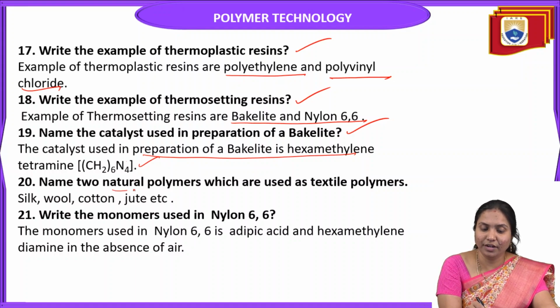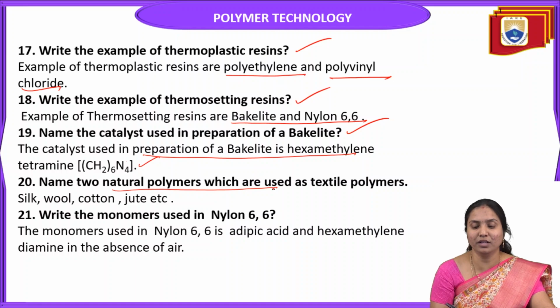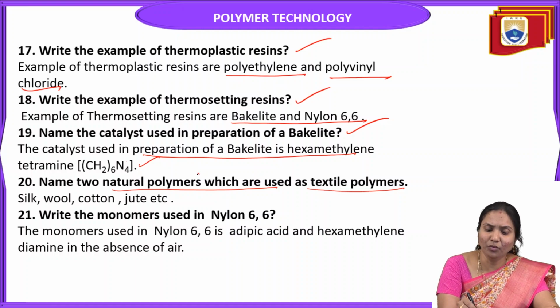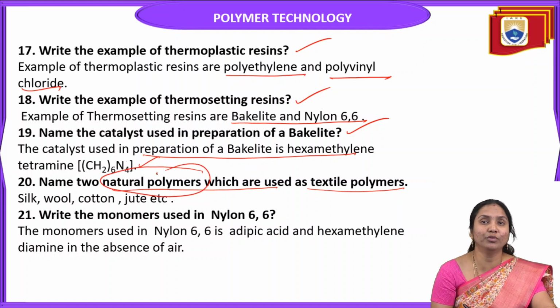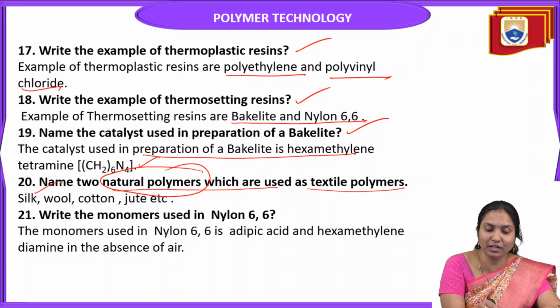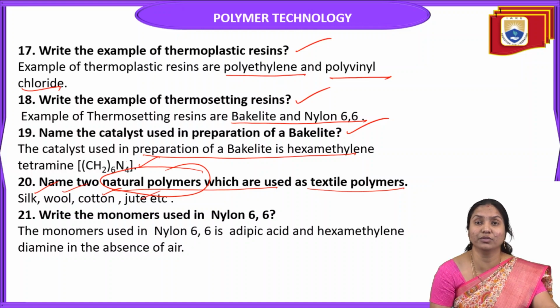And next question is, name 2 natural polymers which are used as textile polymers. So the natural polymers we are using are silk, wool, cotton, jute, etc. These all are the natural polymers which are used in the textile industry. These are obtained from plants and animals. So these are the best examples of natural polymers, used in the textile industry.